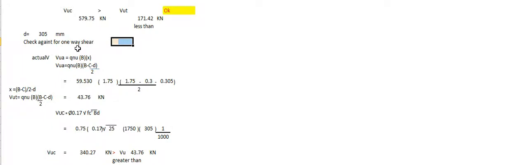Check again for one-way shear. Again, using calculated depth D of 305, the shear actual is equal to 43.76, then shear capacity is equal to 340.27, greater than 43.76, so it is okay.